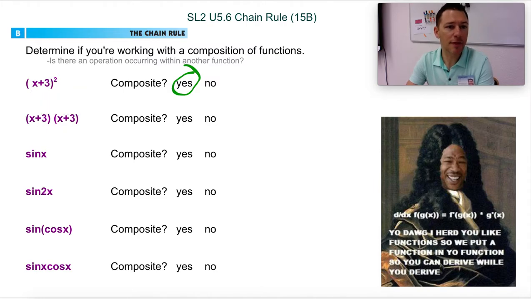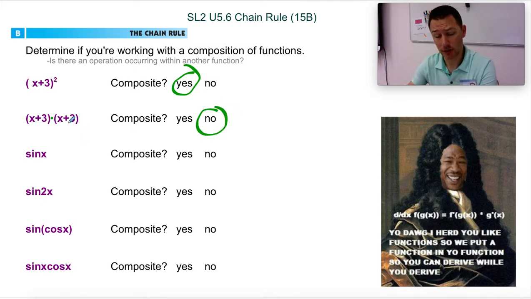This thing's the same thing, but it's a product, right? It's not a composite function. It's just 2 functions being multiplied. Use the product rule on it.